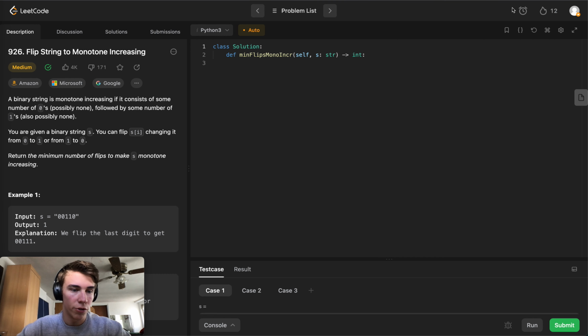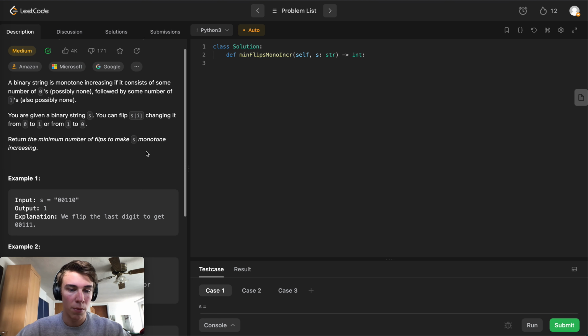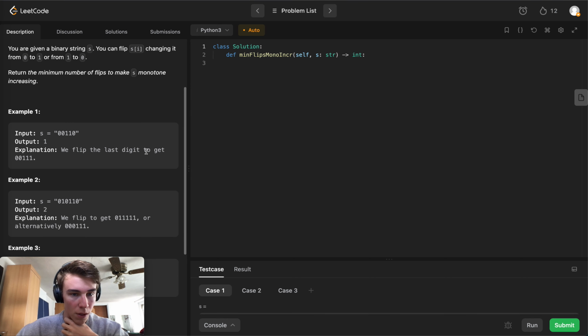Okay, question 926: Flip String to Monotone Increasing. A binary string is monotone increasing if it consists of some number of zeros, possibly none, followed by some number of ones, also possibly none. So monotone is a bunch of zeros followed by a bunch of ones. You're given a binary string s, and you can flip s[i] to change it from 0 to 1 or from 1 to 0. Return the minimum number of flips to make s monotone increasing. Okay.